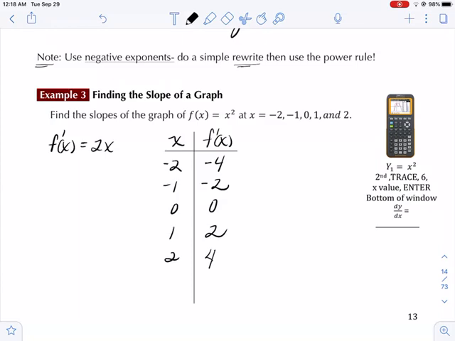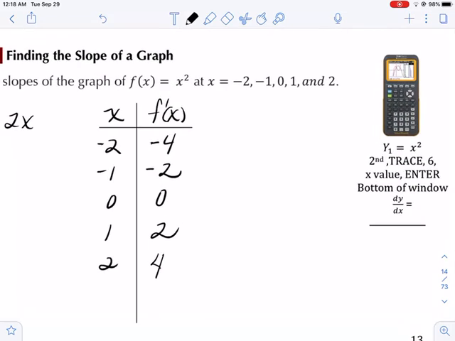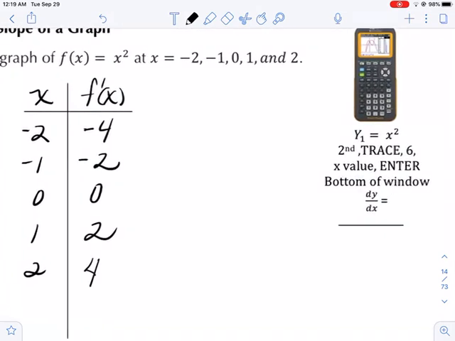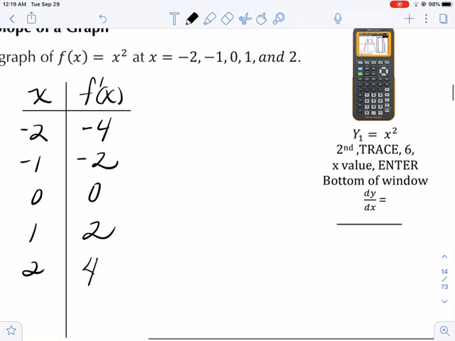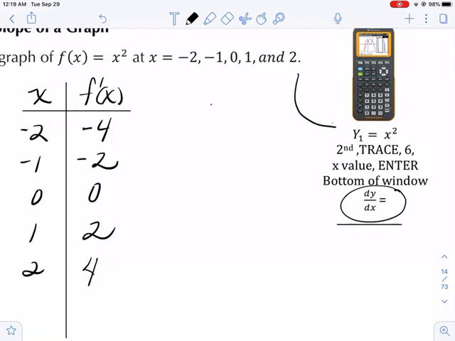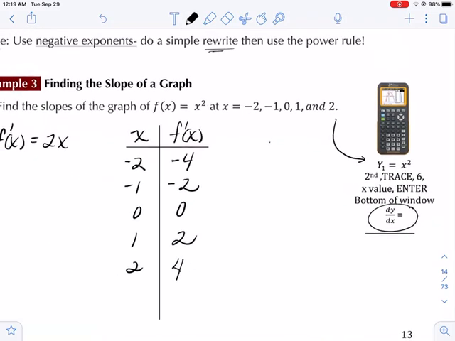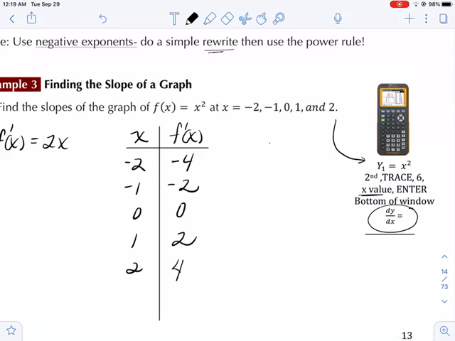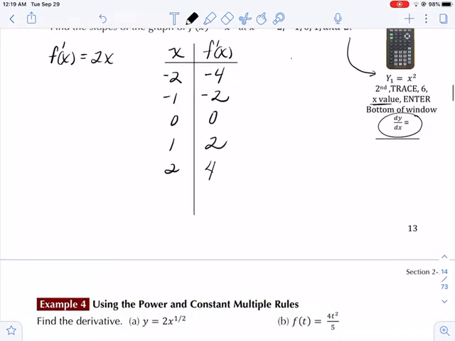So when you look at the graph on your graphing calculator, you can find the slope of the graph. I'm not sure I want to tell you this now, but if you use your second trace 6 and the x value, enter, and at the bottom of the window you should see the dy dx. So try that function out where you're getting the dy dx value. You have to plug in the x value, and I'll leave you to work with that.